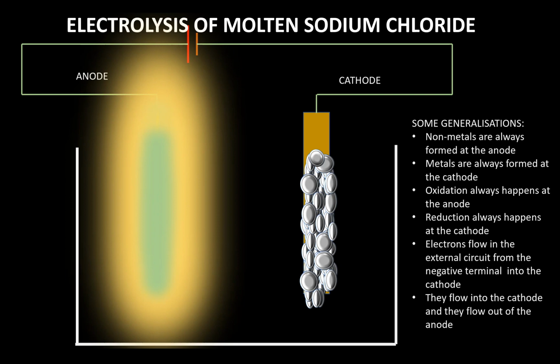The fifth is electrons flow in the external circuit from the negative terminal into the cathode. Remember, these are all important things you might be asked in the MCQs or even the theory paper for that matter, or the ATP, who knows. Electrons flow into the cathode and they flow out of the anode. Well, this is all on electrolysis of molten sodium chloride, and along with that I've also given you generalizations for the electrolysis of any given molten ionic compound.